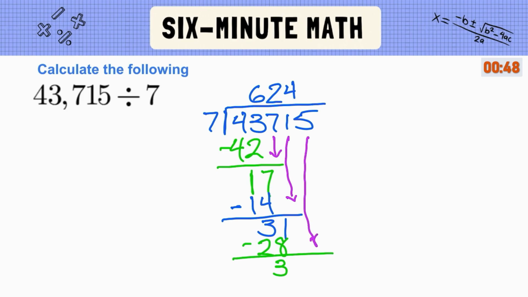And then I drop that last place value, which would be a 5. And then last step, how many times does 7 go into 35? It goes in 5 times. Telling me that 43,715 divided by 7 is 6,245. Those are all our examples that we have today for long division.